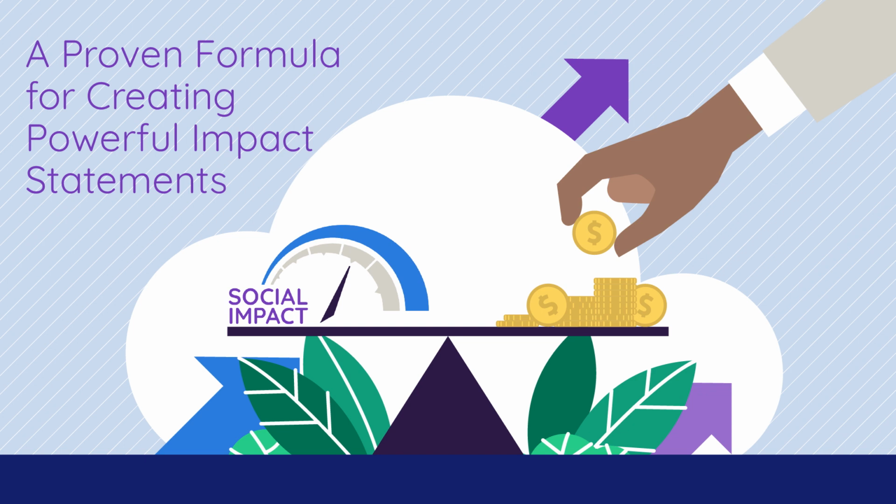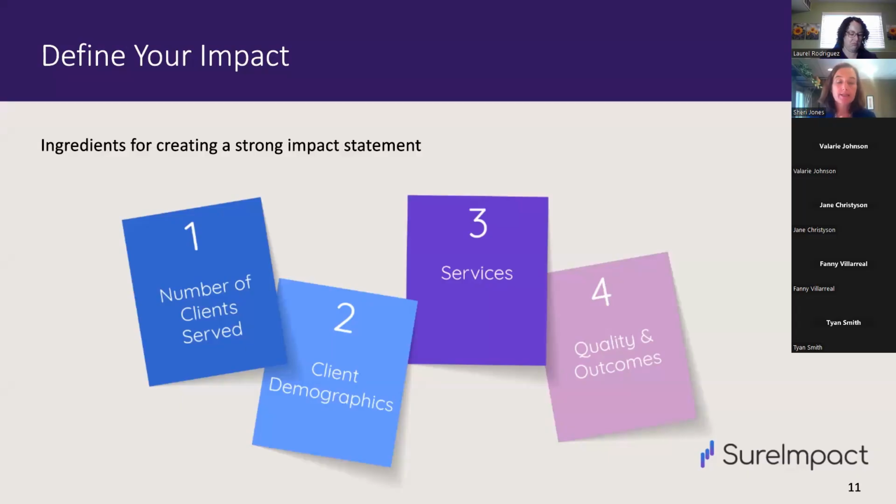All right, so I think I've shared a little bit about this, but what do we need to really communicate and tell that compelling impact story? So here's the ingredients. First, we need the number of clients served. Most of you are pretty good about telling the number of clients served, but I am amazed at how many nonprofits aren't even able to talk about the number of unique clients served throughout their organization.